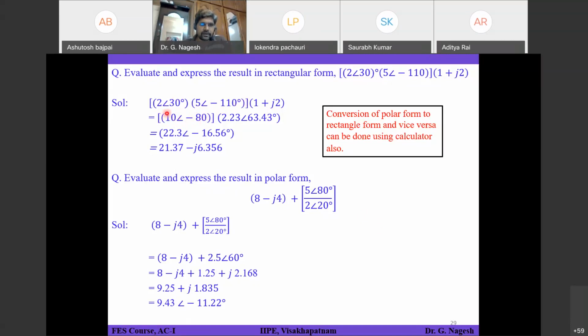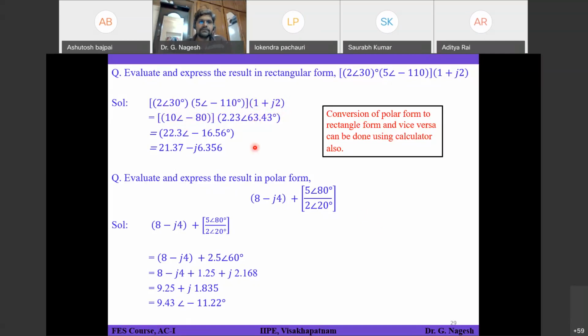This is called polar format, r at an angle of theta format. Now if you see this one, it is in rectangular form. When you are doing multiplication, if you want to multiply this term with something else, it is better to convert this rectangular form into polar form. So how to do that?